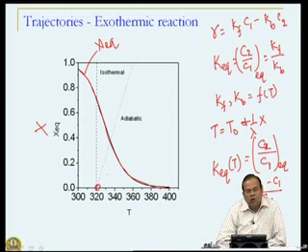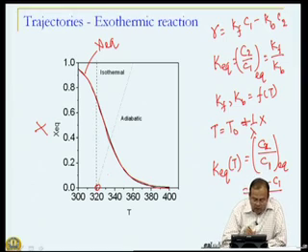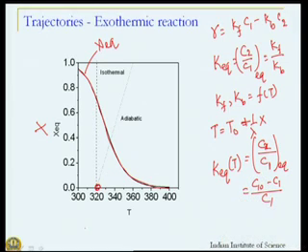Now, what happens when you have an isothermal operation? When you have isothermal operation where temperature is constant. So, this is my isothermal operation. In an isothermal operation, my conversion will keep on increasing till I reach the equilibrium limit, and that is what is the maximum conversion I will get.